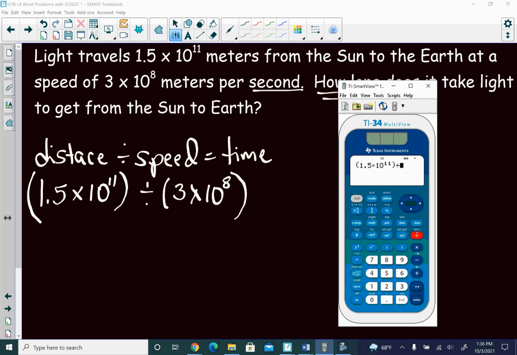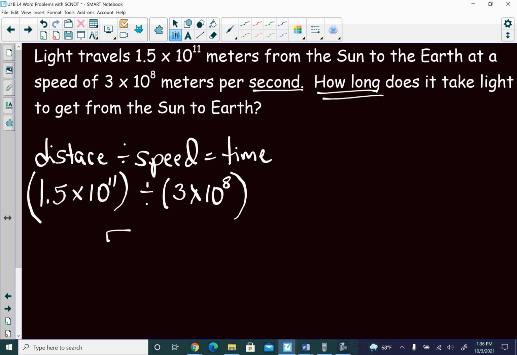We're going to divide that, so don't forget your division symbol. 3 times 10 to the 8th power. Again, arrow out of that exponent. So I'm going to take those two numbers and divide, and we get 5 times 10 to the second. So 5 times 10 to the second, and that would be seconds.